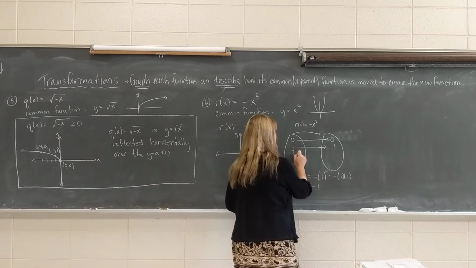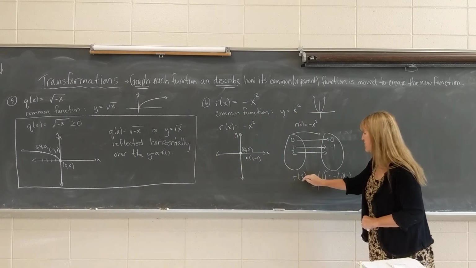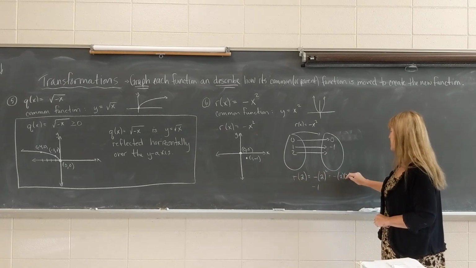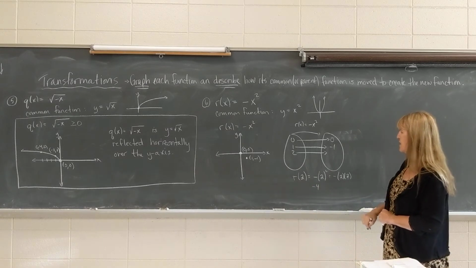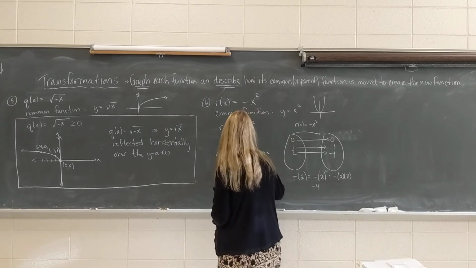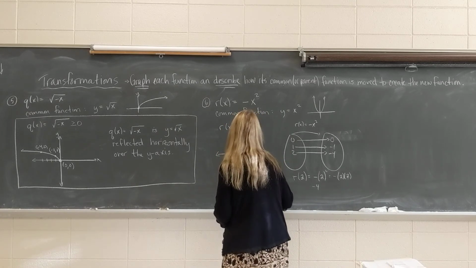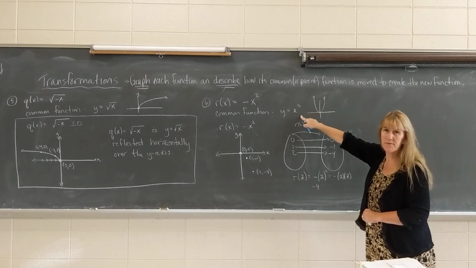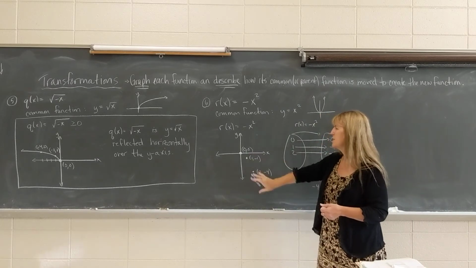Let's pick a 2. Put a 2 into the function of r of x. Then my 2 is the thing getting squared and the negative sign stays there. So I just have -4. So 2, -4. You might have an idea now how this original common function of y equals x squared is being transformed or moved to become this function.